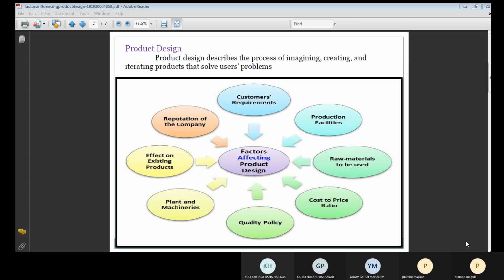Okay. So this is about the first point. Very simple point. It is related to the economic factors which we are considering for the designing case.